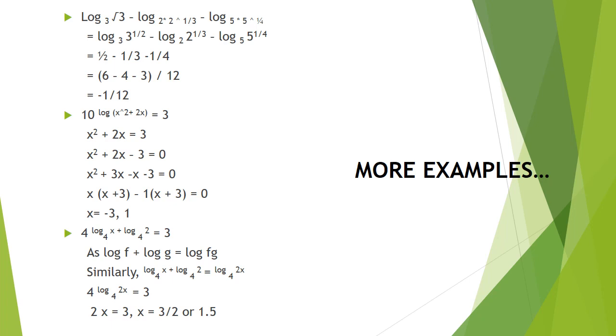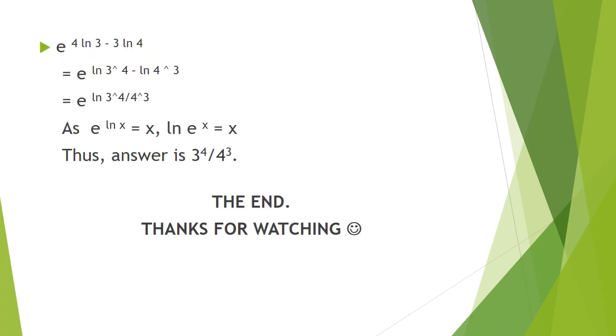Now e raised to 4 ln 3 minus 3 ln 4. This whole constant will become the power of 3 and the 3 constant will become the power of 4. So e raised to ln 3 to the power 4 minus ln 4 to the power 3 is equal to e raised to ln of 3 raised to 4 over 4 raised to 3. And so by formula your answer is 3 raised to 4 over 4 raised to 3.